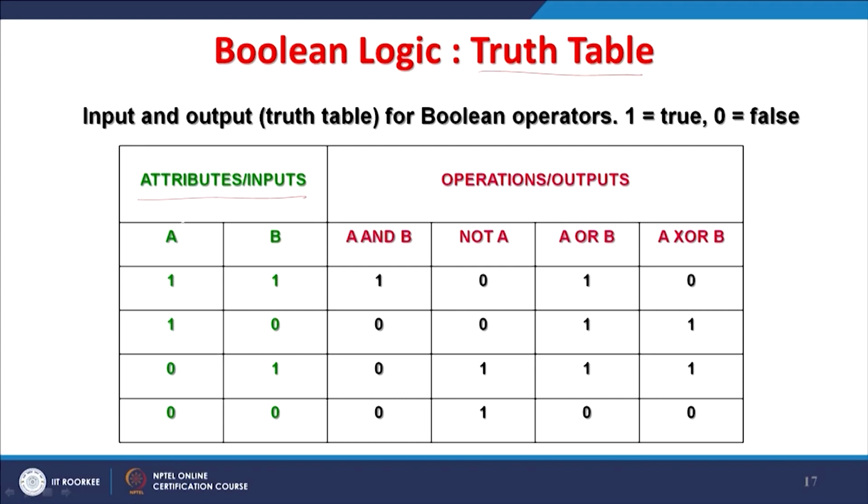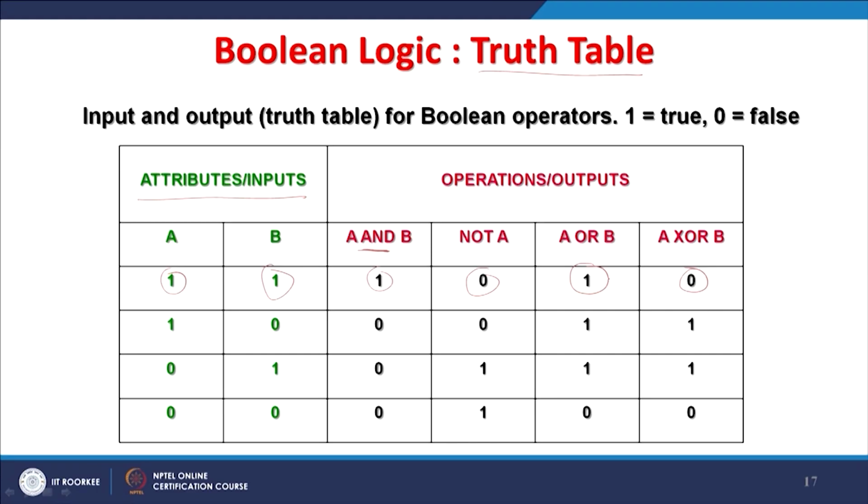So, if map A is 1 and B is also 1, and I perform the AND or intersection operator, A and B, then it remains 1. NOT A, then it is false. So, in my truth table, it is false. A OR B, anything that means 1, so it is true. A XOR B is false, 0.